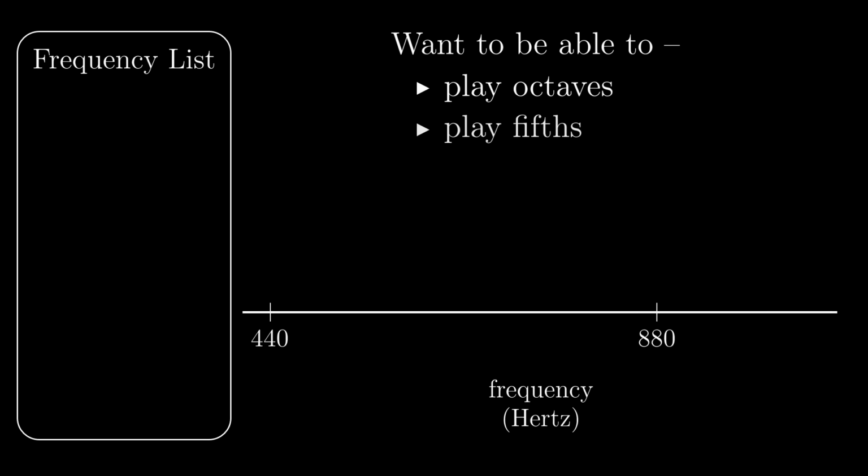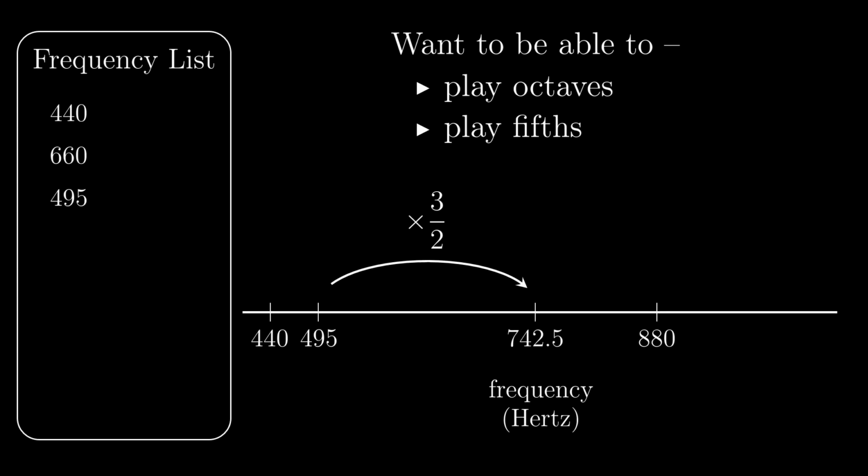Let's start with 440 as the first frequency in our list. A fifth above 440 we have 660. And we want our piano to be able to play fifths, so we add 660 to our list. Another fifth up, we get to 990. Now, 990 is outside our range, but an octave below 990 we have 495, which is inside the range. And we want our piano to be able to play octaves, so 495 is also in. A fifth above 495 we get 742.5, so we add that too.